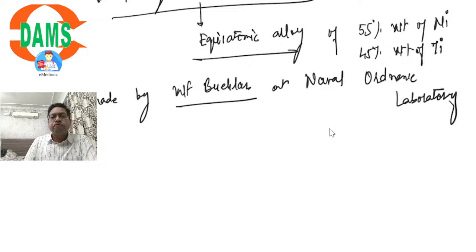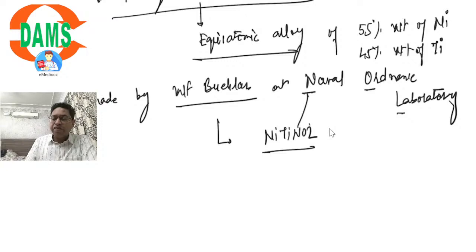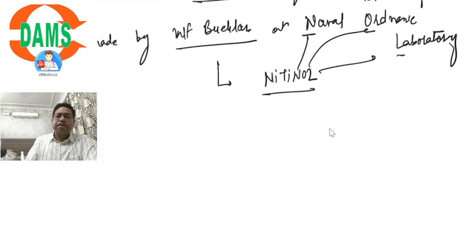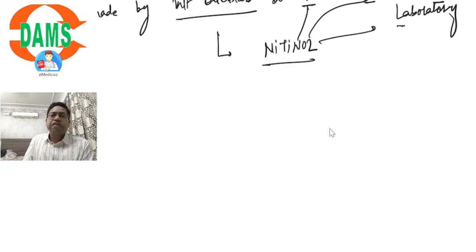Who was the first person to make this equiatomic alloy of nickel titanium? W.F. Buehler, at Naval Ordnance Laboratory, and the name of the first nickel titanium instrument was NiTi. Nickel titanium Naval Ordnance Laboratory. Okay, where the arms of the Navy were being made, a military arm manufacturing facility.